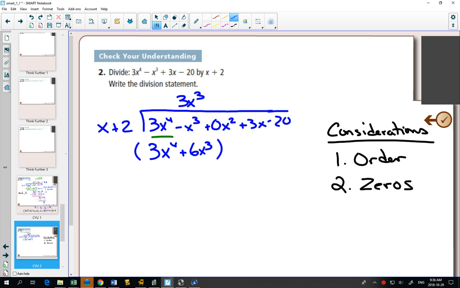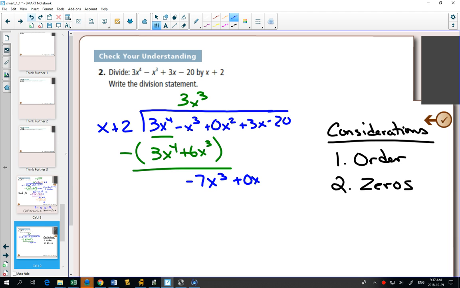Put brackets around. That was supposed to be green. Oh, now our colors are nice. Subtract. And we would get 0 here. Negative 1 minus 6 would give us negative 7. We still have 0x squared plus 3x minus 20.